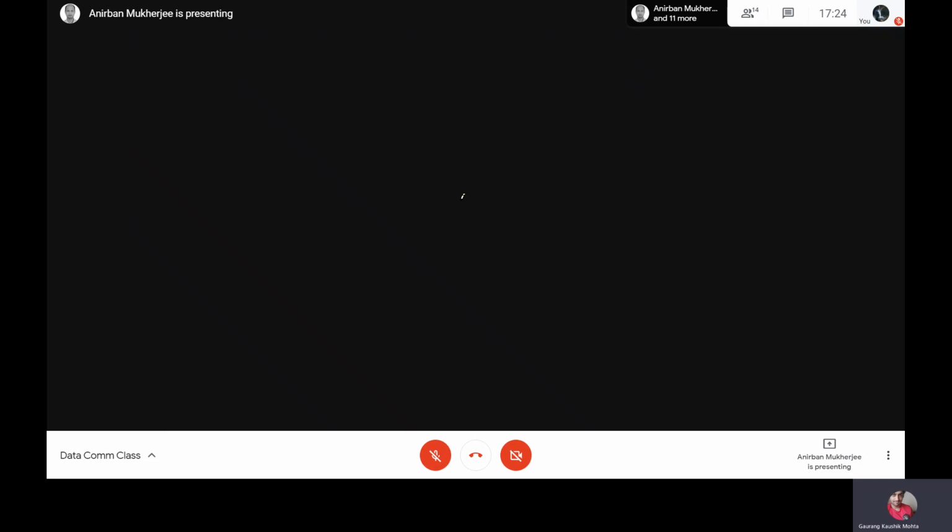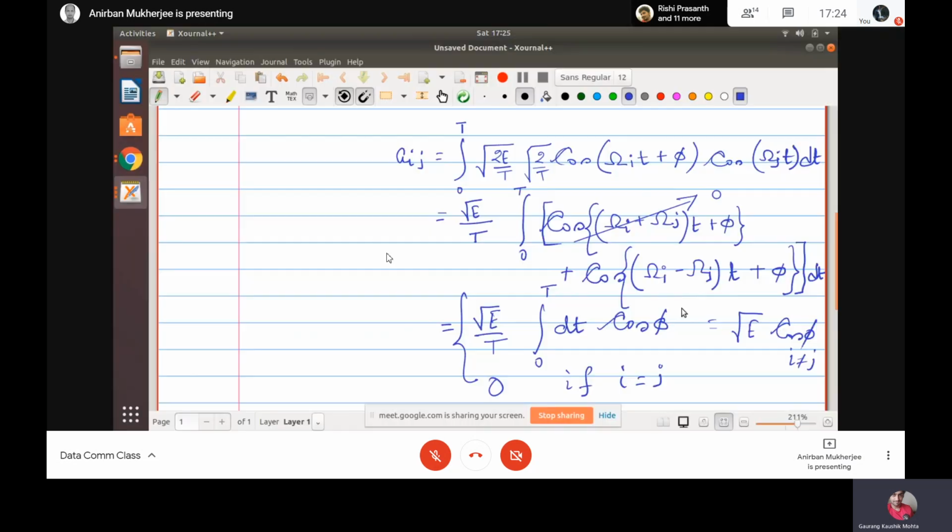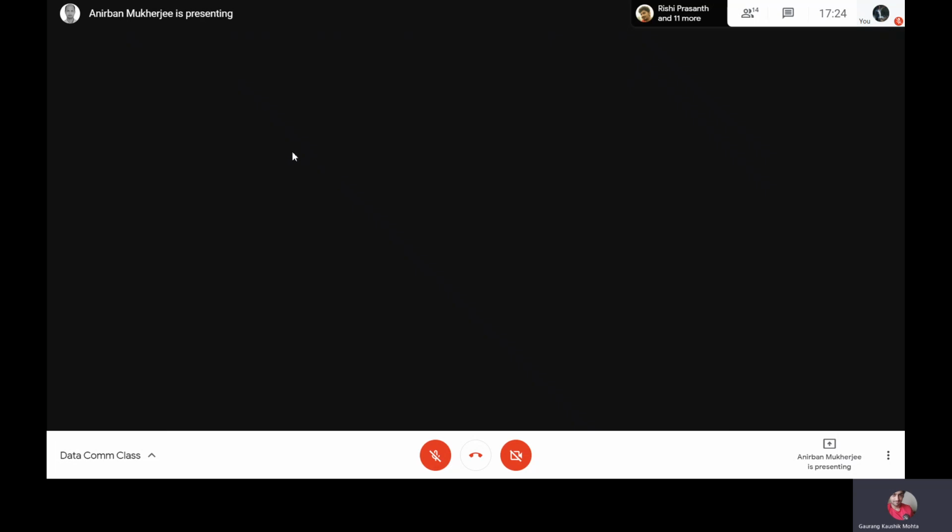When I is not equal to J, it is 0. If I equals J, then it is this term, with this phi. So if we choose cos phi equal to 0, then it actually would be what the book has chosen.